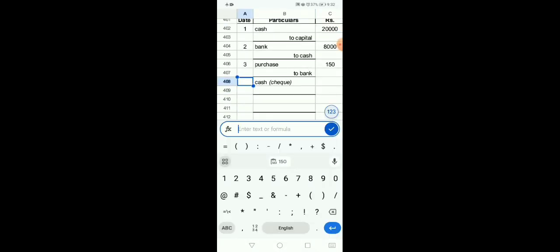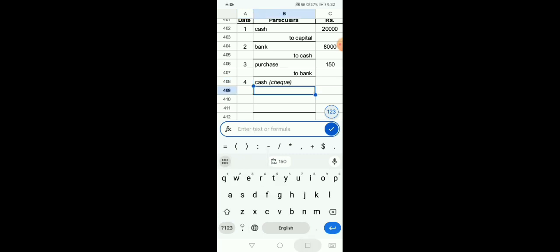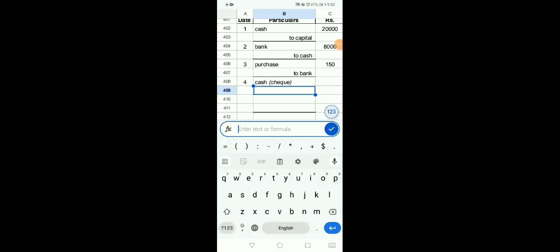This is entry number 4. So you will mention here the date 4. And now, from whom have you received this check? The person's name is Rashid, as earlier mentioned. Rashid was the person from whom the amount was receivable. He was your account receivable. Account receivables are your asset.